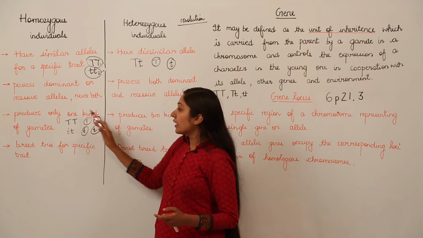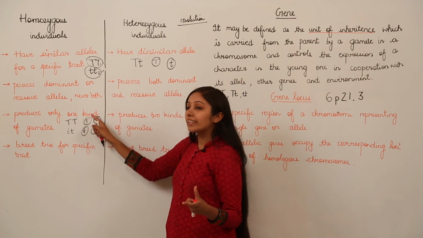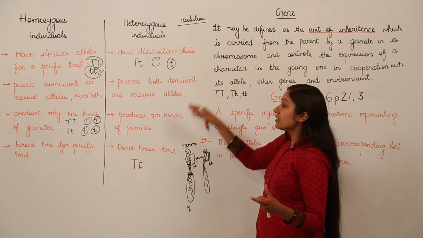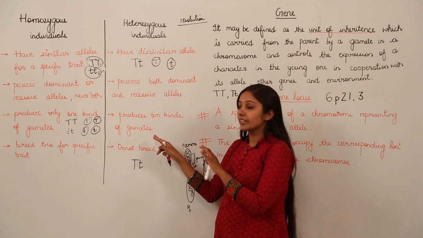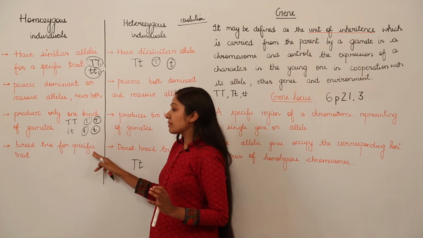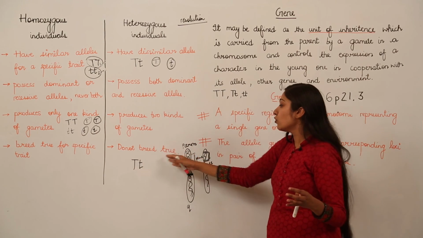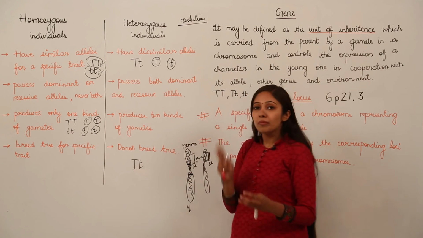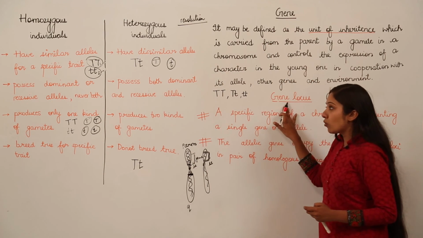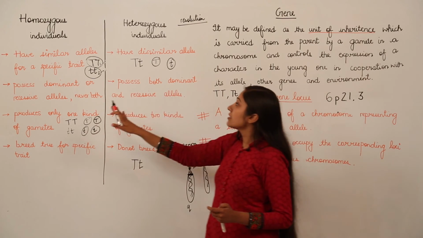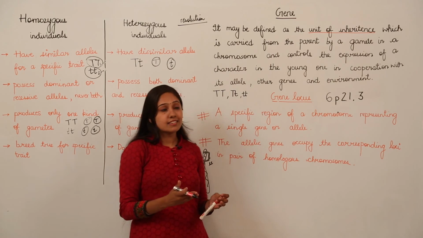Homozygous individuals produce only one kind of gamete, since they contain similar alleles. But since heterozygous individuals contain a dominant and a recessive allele, they can produce two kinds of gametes. Homozygous individuals breed true for a specific trait and produce true breeding lines, but heterozygous individuals do not breed true since they contain both alleles, one dominant and one recessive. So, I hope that what a gene is, the gene locus, and the difference between homozygous and heterozygous individuals is very clear to you, because this forms the basics of the study of genetics and heredity.